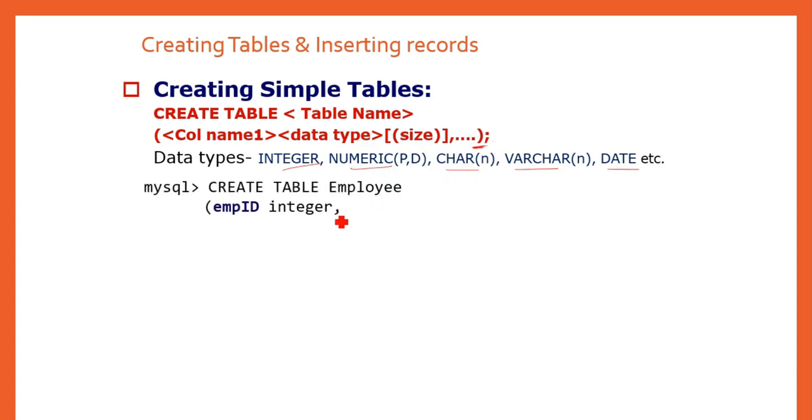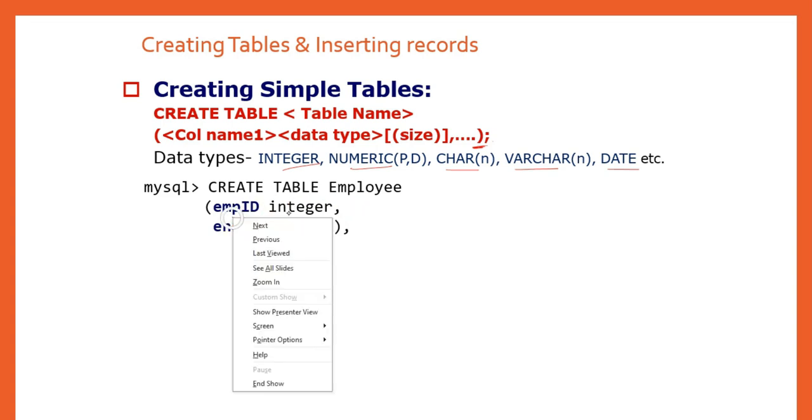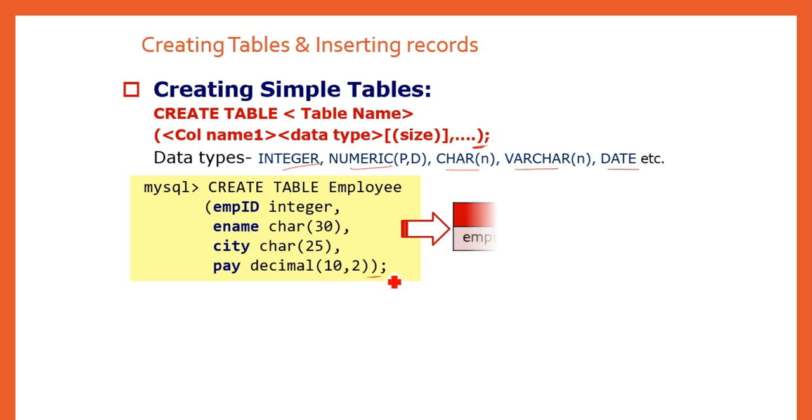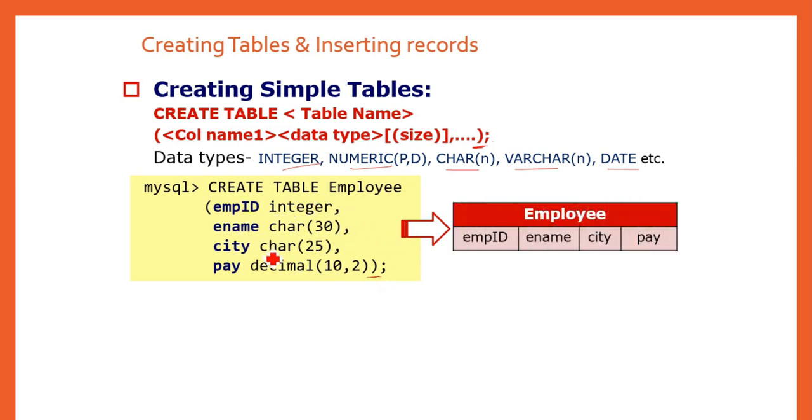Now let's see an example. Suppose I have to create a table with the name employee and the following columns, that is, create table employee. We will write the first column name employee ID, then its data type integer, then the second column name ename, then data type char 30, then city char 25, then the last column pay decimal. And at the last we will close this table and put a semicolon. After writing this code and running it, a table will be created with the following 4 columns.